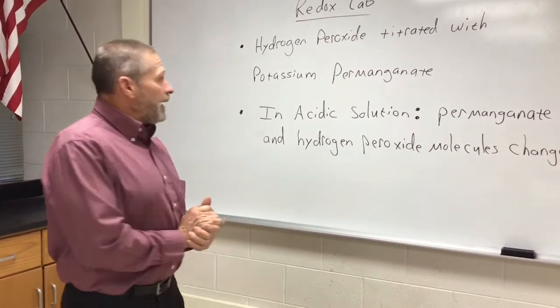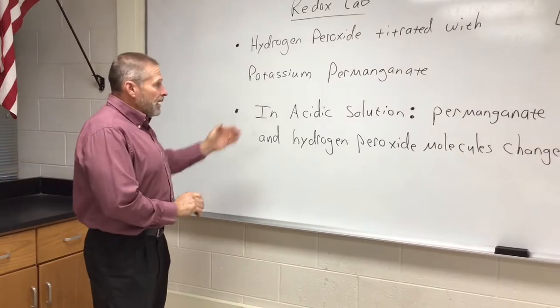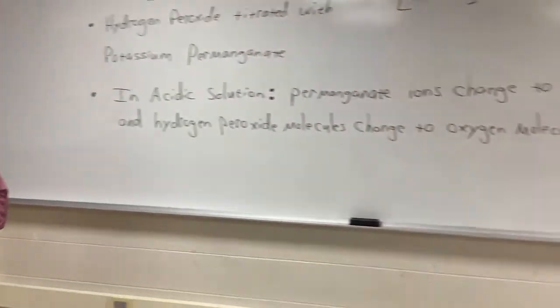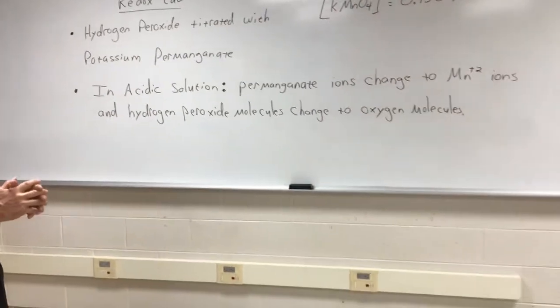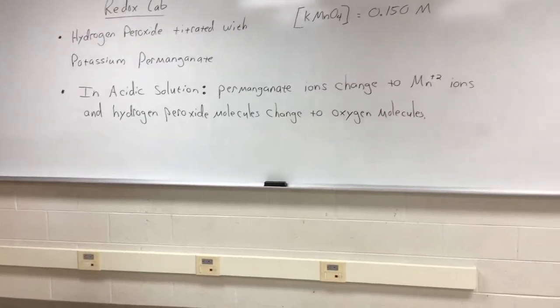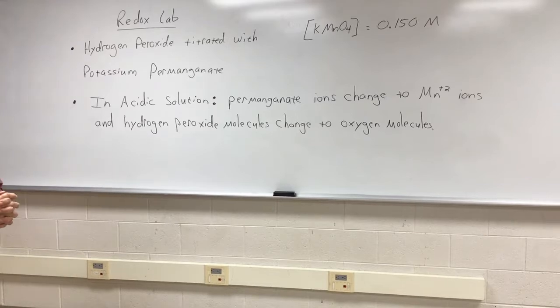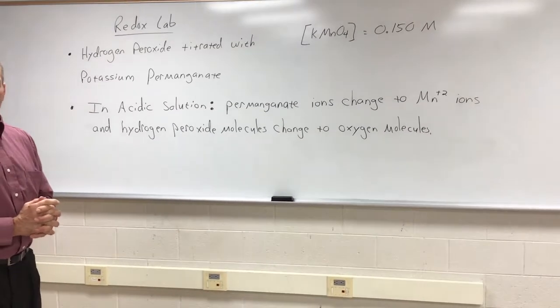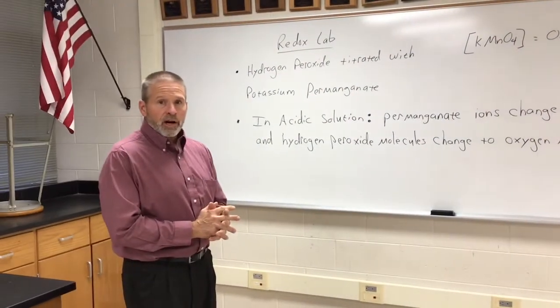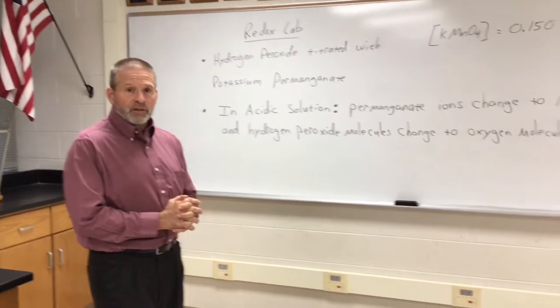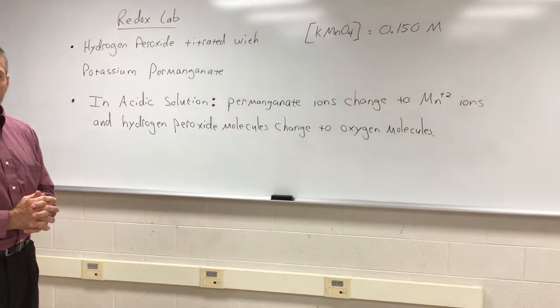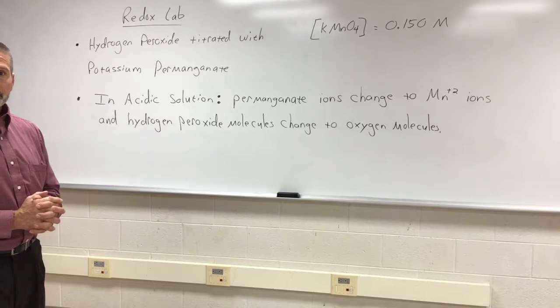Okay? And you need to know this maybe, in acidic solution, permanganate ions change to Mn+2 ions, and hydrogen peroxide molecules change to oxygen molecules. You're going to need that information. You're going to have to try to create a net ionic equation for yourself so you can do the stoichiometry in the particular drug.